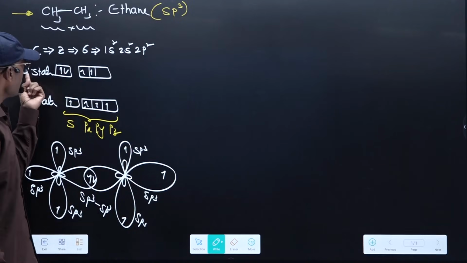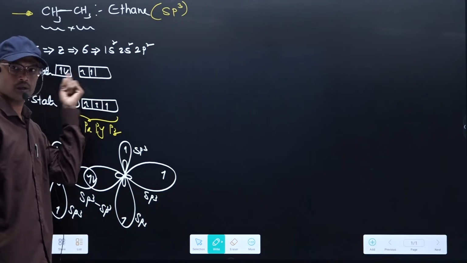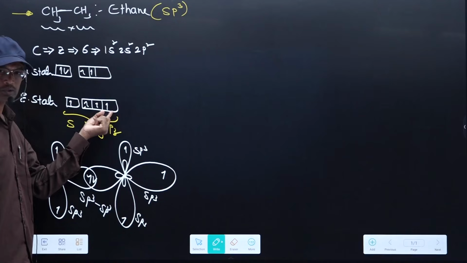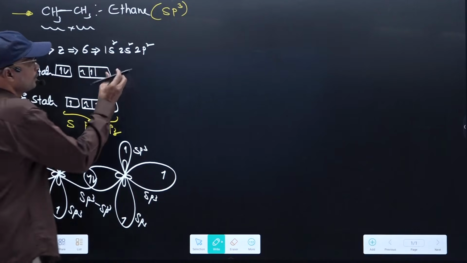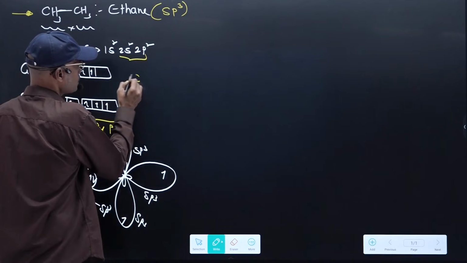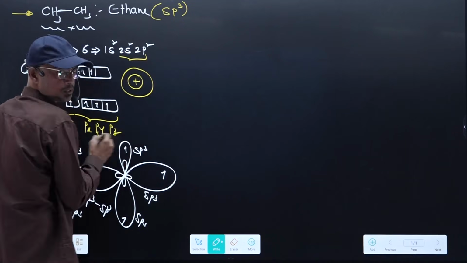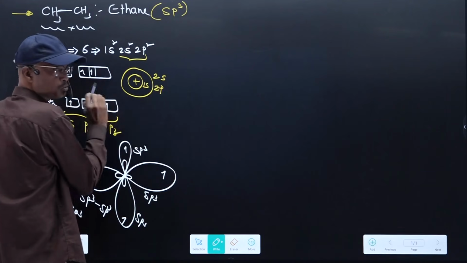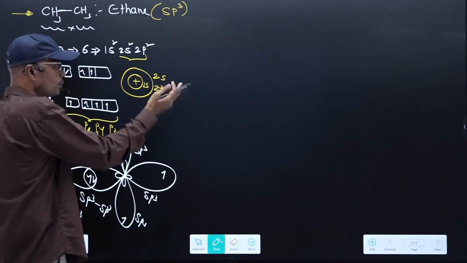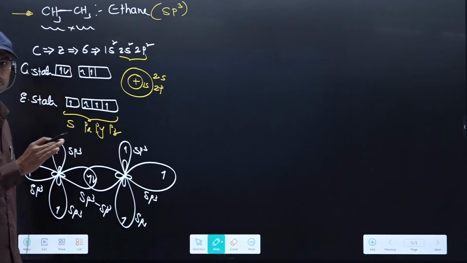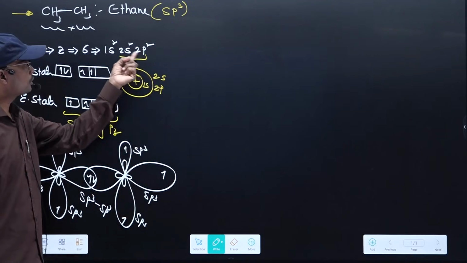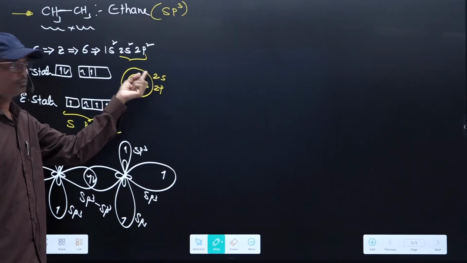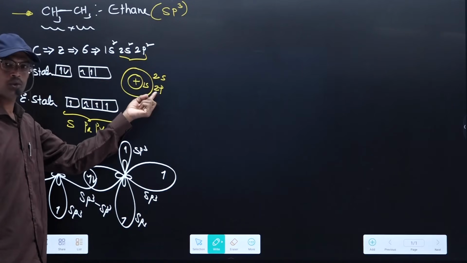See, when carbon undergoes the excited state, you will get 4 atomic orbitals. 1 s orbital, is it outer shell or not? This is 1s and what about this one? 2s, 2p I am taking. I am taking only 2s, 2p. I am not taking 1s, because outer electrons are valence electrons. Only 2s, 2p I am taking. 2s carries how many electrons? 2 electrons. 2p carries 2 electrons.